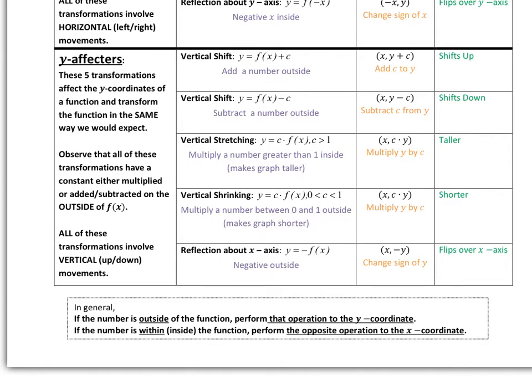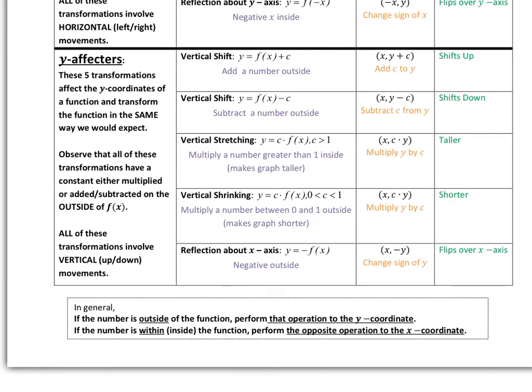A vertical shift up would mean that we're adding a number on the outside. A vertical shift down would be that we're subtracting a number on the outside. Vertical stretching means that the graph's going to be taller, and that would be for a number that's greater than 1, which would hopefully make sense. And then vertical shrinking would be a number between 0 and 1, which would make the graph shorter.